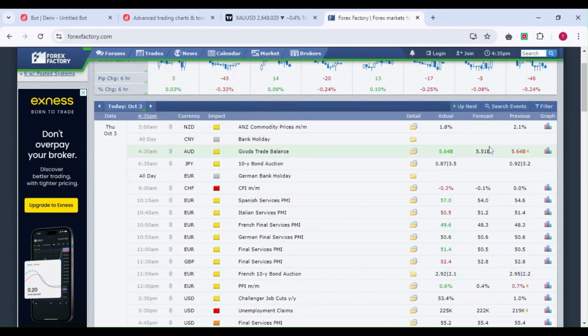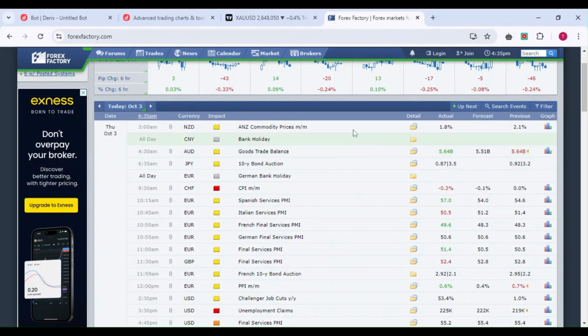So the previous was 5.6, and the forecast was that the data would come out maybe below this. That's how they had predicted. But what did the data come out as? It came out better than expected. So it can strengthen the currency and cause a bullish move when you see such movement.